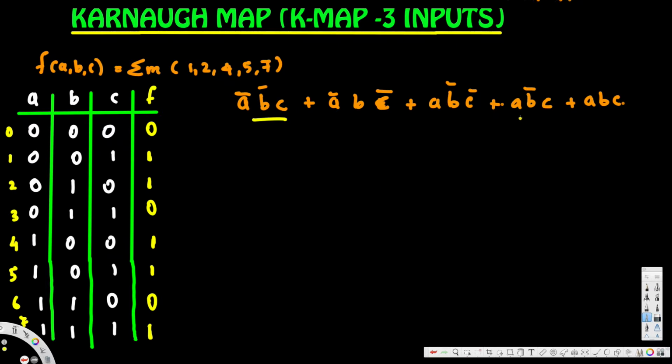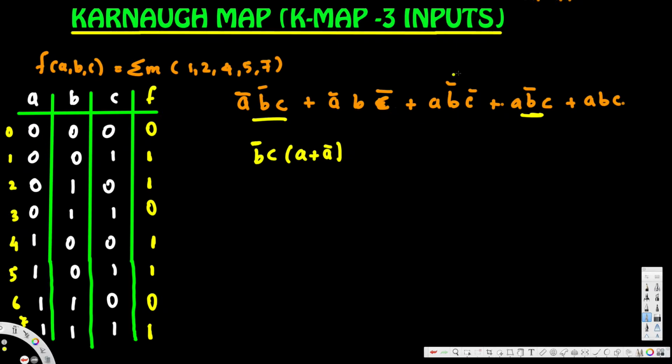A, b bar, c. If you look at this one is good. Here we have a and a bar. We can take b bar c common. If we take b bar c common, we are going to have a plus a bar. I'm combining these two together. So whenever we have a and the complement of it, if one of them is 0, the other one is going to be 1. If this is 1, this is going to be 0.